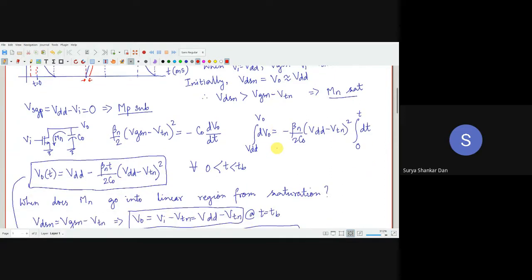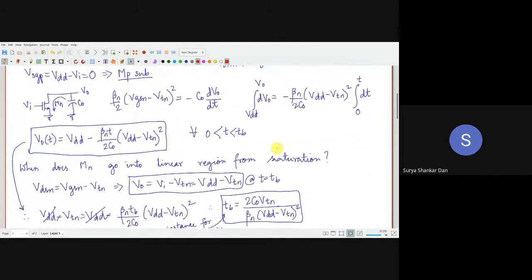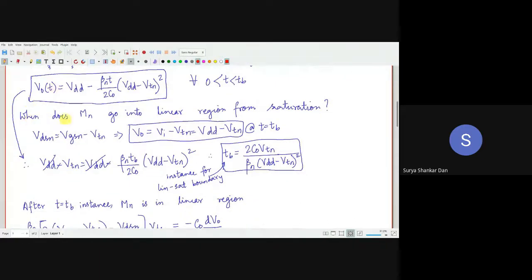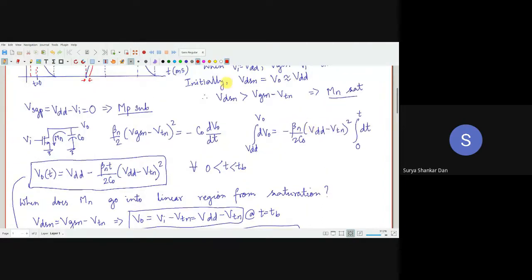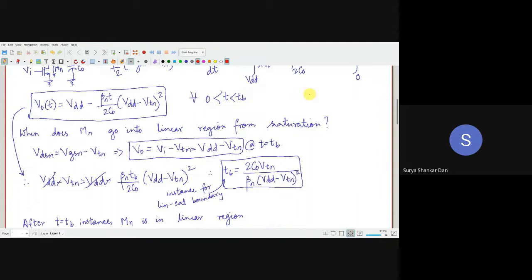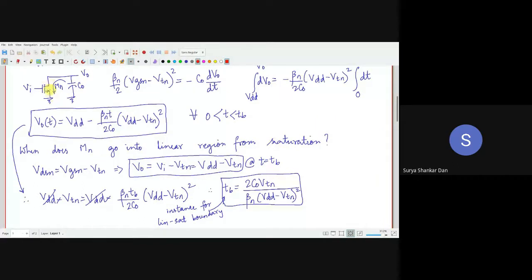What will happen? It will go into the linear region. That condition we also figured out last class. When does Mn go into the linear region from saturation? When VDSN becomes equal to VGSN minus VTN. VDSN is actually VO, and initially its value was VDD. The instant when VO becomes equal to VDD minus VTN, I am calling TB. That is the linear saturation boundary time, when the NMOSFET reaches the linear saturation boundary. I have written TB, B for boundary.